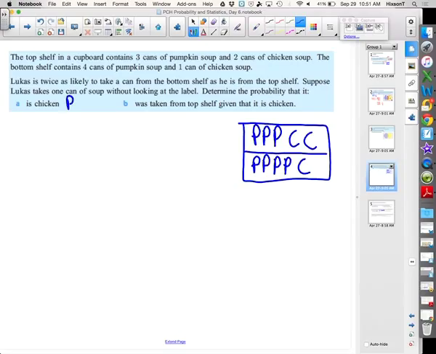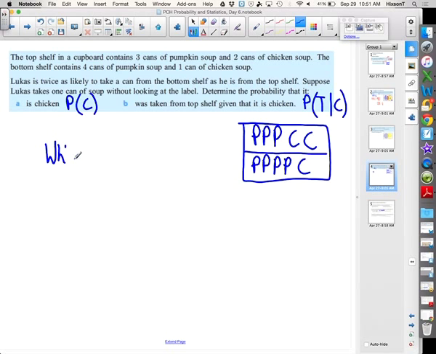So here we're looking for the probability of C. Here we're looking for the probability of the top shelf given that we know it's C. Okay, now we essentially have 2 decisions that are made. The first decision is which shelf are we going to pick it off of, okay?